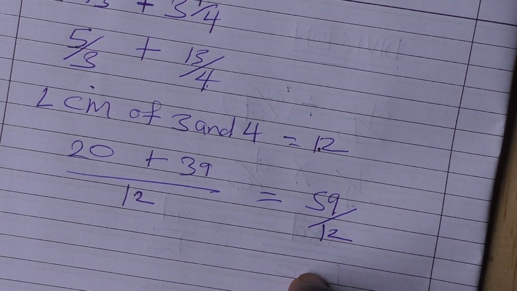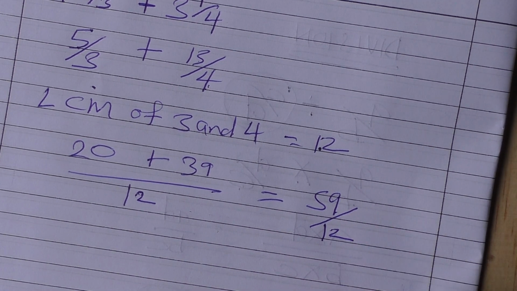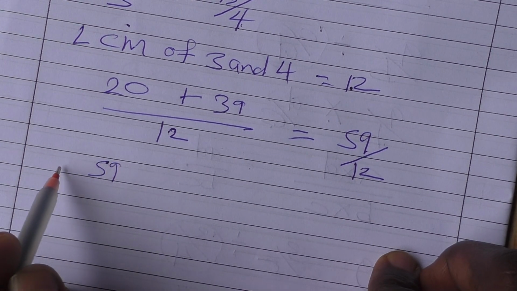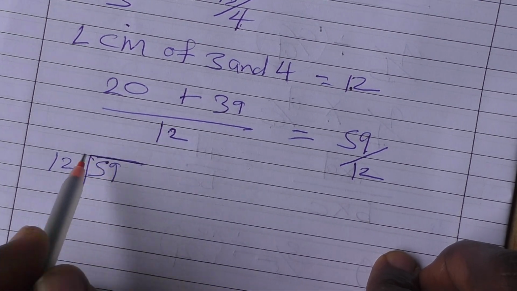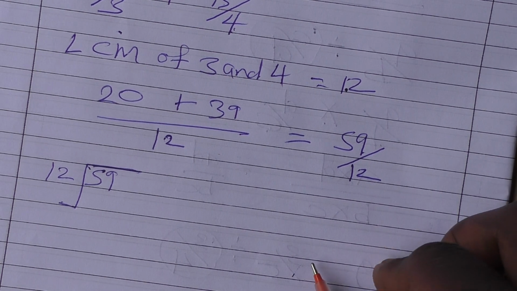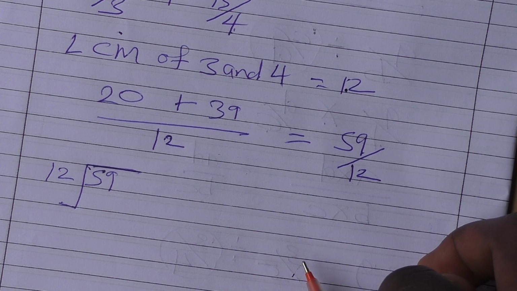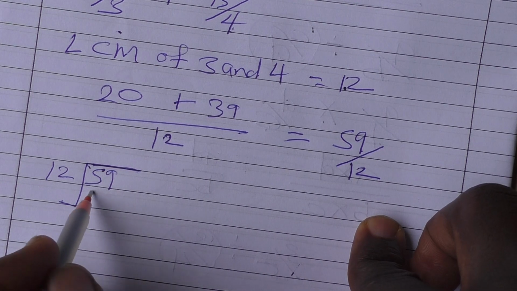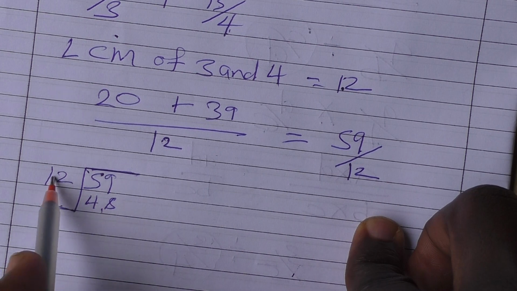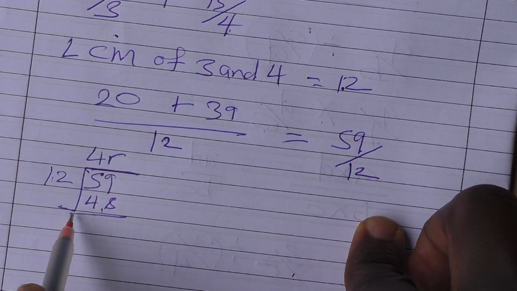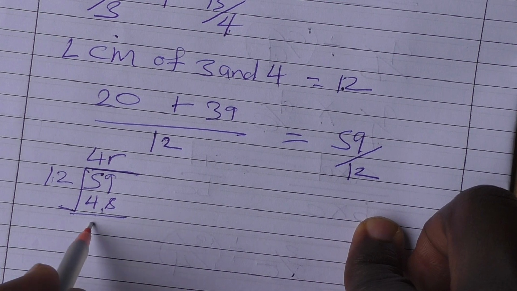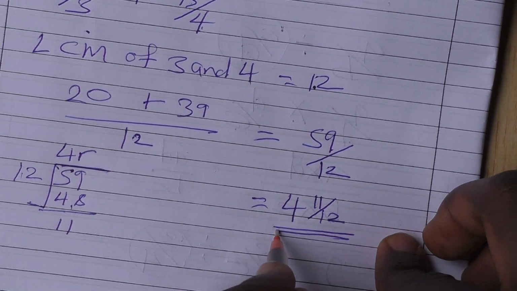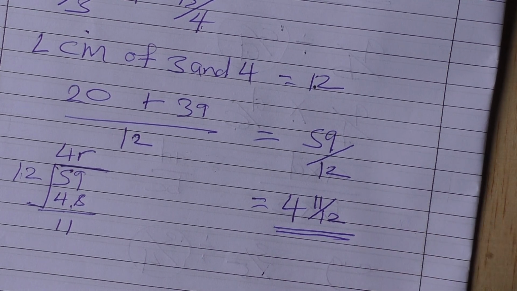After getting 59, we must change the final answer back to mixed. So that is, we are dividing 59 by 12. We shall look for a number that is a multiple of 12 and it is very near 59. That will be 48. 48 by 12 is 4. Remainder, when you subtract, you get 11. So meaning that is 4 and 11 over 12. That will be our final answer.